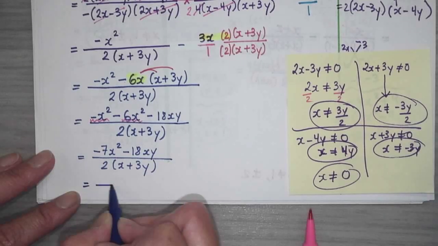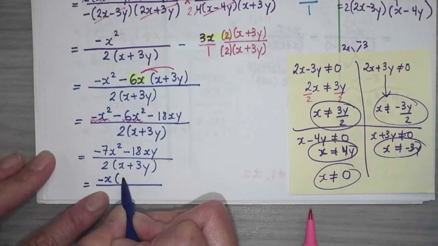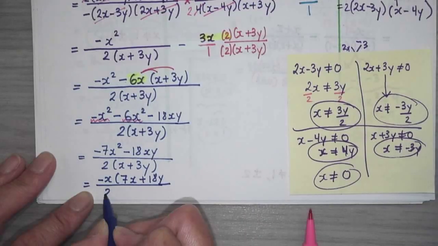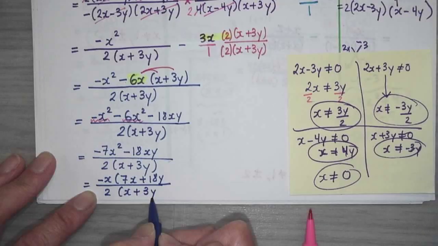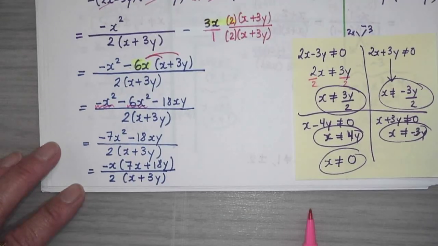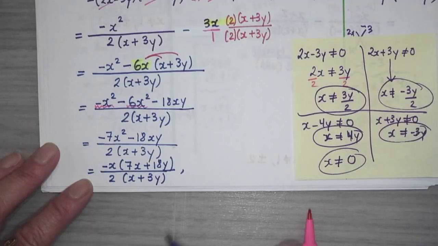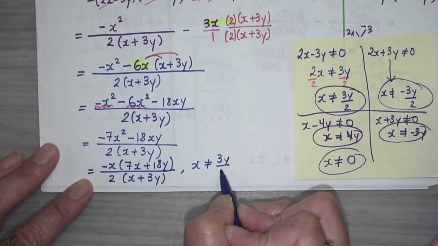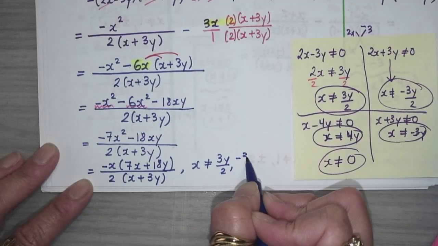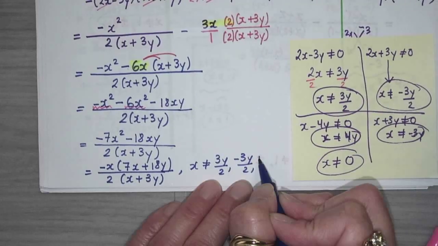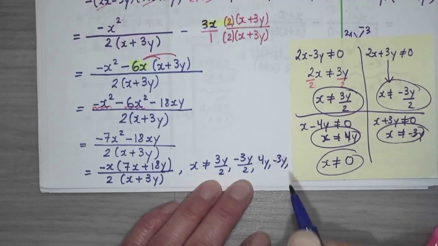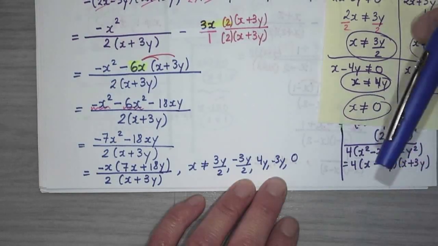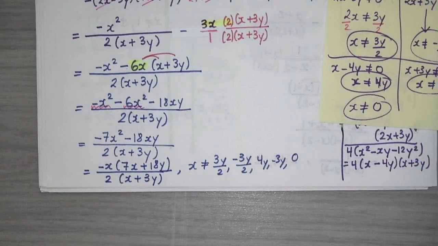Okay, factored is our favorite form, so let's take out negative x. We'll have 7x plus 18y left. And then the bottom, look at that. I've got monomials, binomials. It's gorgeous, gorgeous, gorgeous. Right, comma, and then grab all these restrictions. So x cannot equal 3y over 2, negative 3y over 2, 4y, negative 3y, and 0. Let's have all my restrictions here.